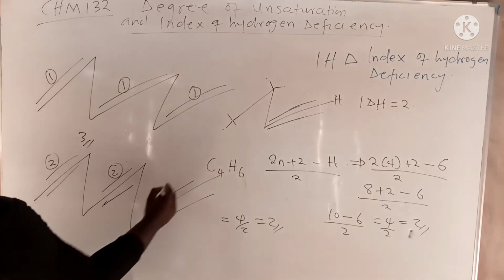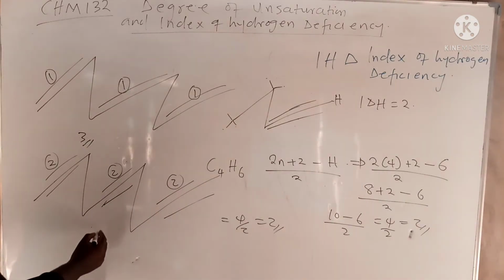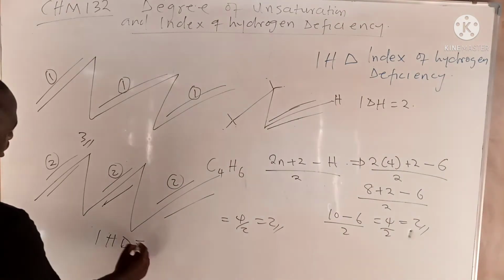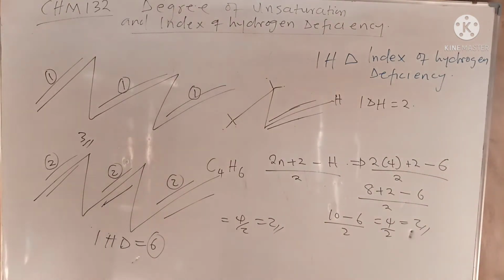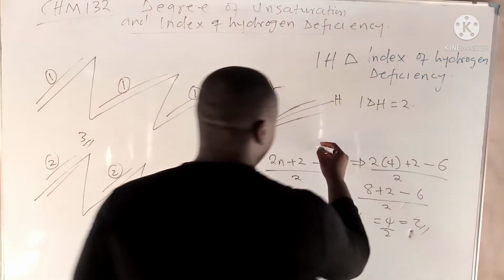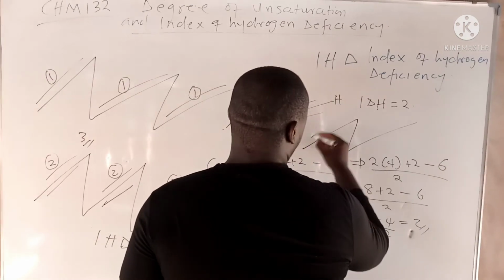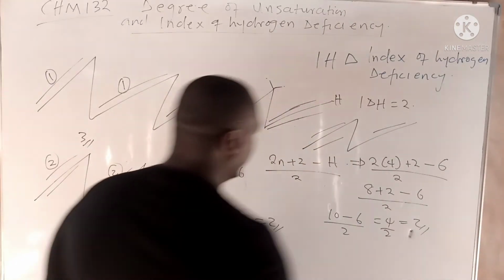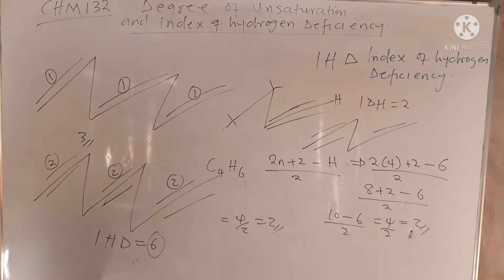This is 2, and this is 2. So automatically the IHD is equal to 6. Now, what if I have something like this? Then I have a triple bond here, and I have a double bond here. Now, what is the answer?